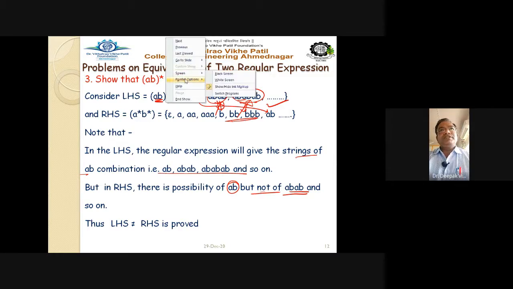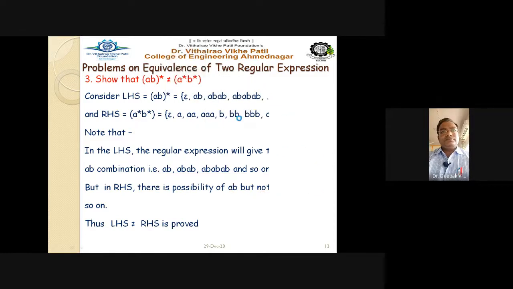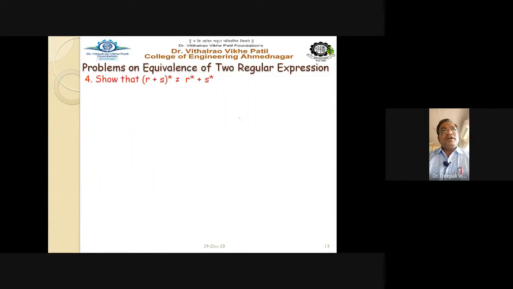Let us go to the next example. Fourth example: show that (R plus S) raised to star is not equal to R star plus S star. These are the two operators. This is your OR operator, or one can say a union operator. Here R or S. So I can read it like this: (R or S) raised to star is equal to R star or S star, right?